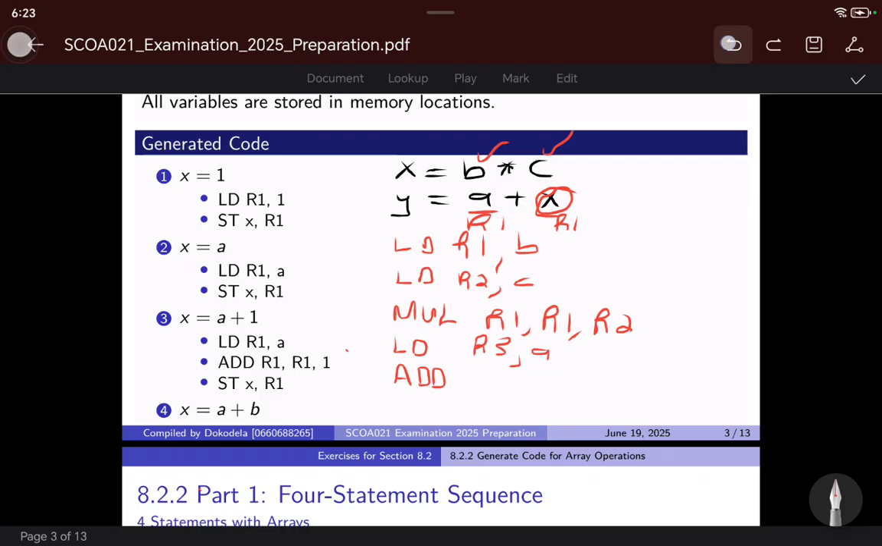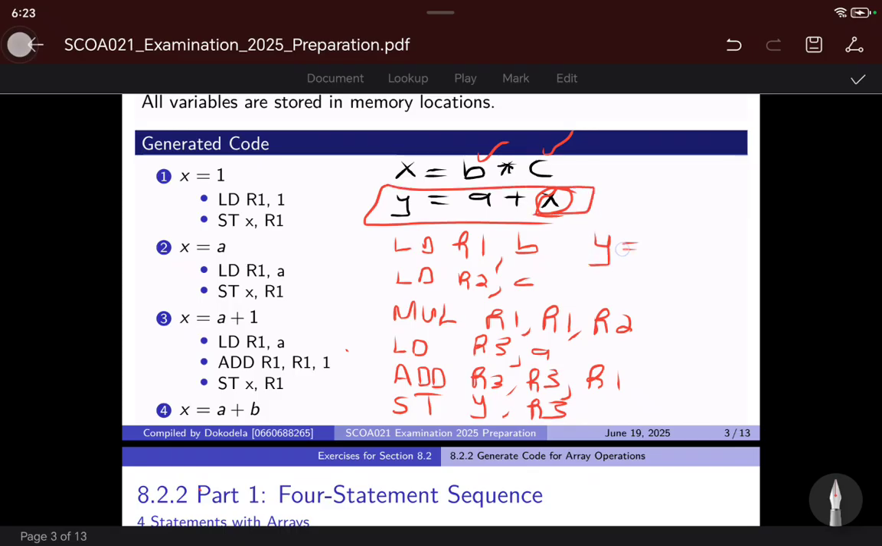So here we're going to store this in R3. Then we add R3 with R1. Then we store this in Y. We store the contents of this R3 into Y. That's how it's going to be. Or simply, you see this equation, you can just say y is equal to A plus B star C. In other words, I just substituted this there.